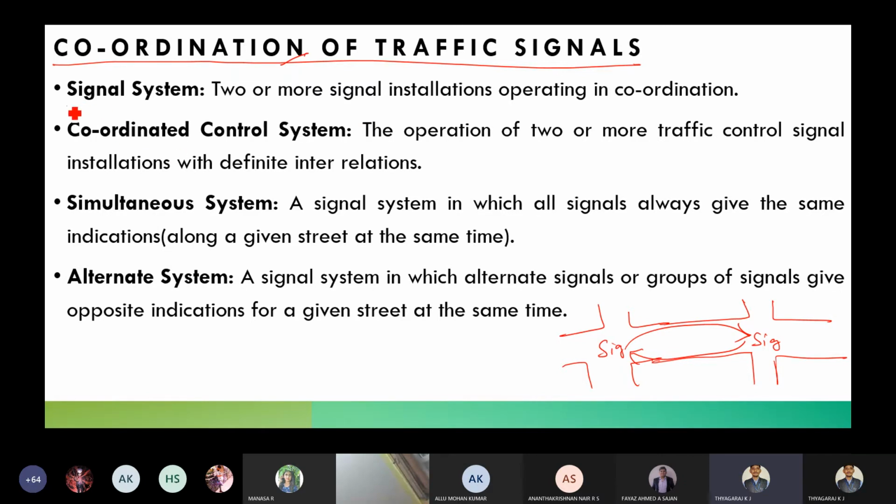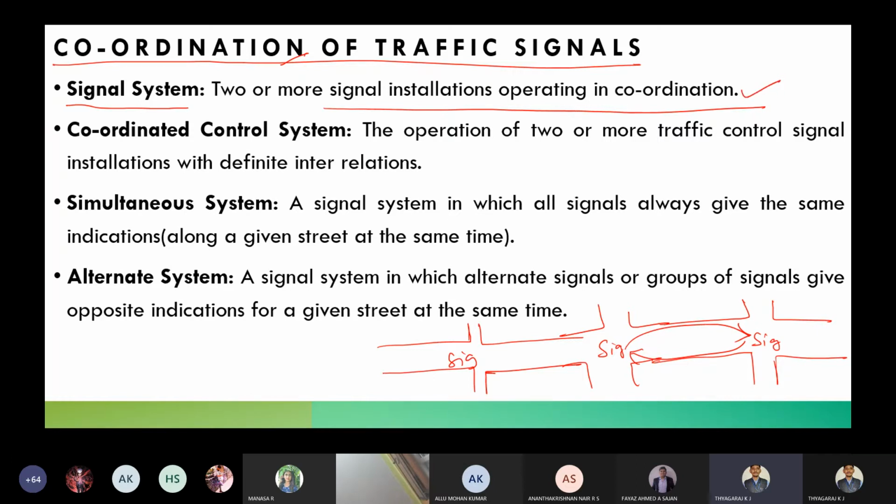Then the first definition is two or more signal installations operating in coordination. I told you, two or more signals. For example, I'll take one more signal. When two or more signals cooperate or coordinate with each other, we call it a signal system. So remember, whenever you hear about a traffic signal system, there will be a minimum of two signals in the road.